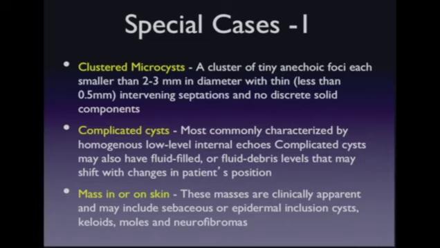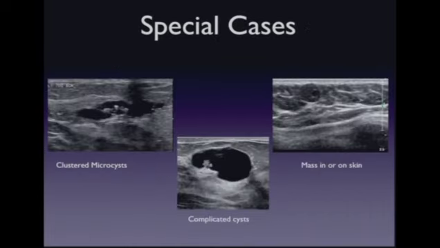We can look for a mass in or on the skin. These are usually clinically apparent and may include sebaceous or epidermoid inclusion cysts, keloids, moles, and neurofibromas. And here's an example of a clustered microcyst with these very fine septations. Here's an example of an epidermoid cyst as a mass in or adjacent to the skin line. And here's a complicated cyst that has some debris inside a cyst.